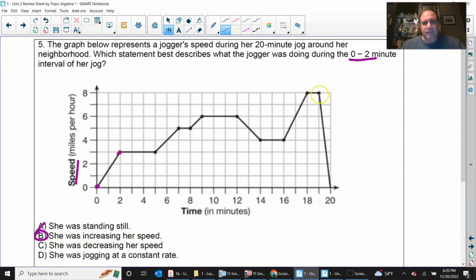No, she's not going down. This is a decrease in speed down here. So that's out. She was jogging at a constant rate. This is the constant rate, here and here. Increasing her speed was right here. And B is your answer.